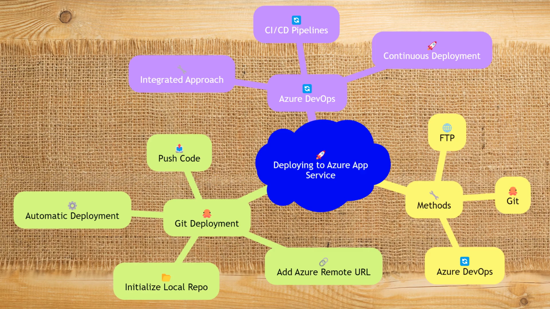Deploying applications to Azure App Service is straightforward. You can use various methods, such as FTP, Git, or Azure DevOps. For example, to deploy using Git, initialize a local repository and add the Azure Remote Repository URL. Push your code to the Azure repository, and the app service will automatically deploy your application. Azure DevOps provides a more integrated approach, allowing you to set up CI/CD pipelines for continuous deployment.